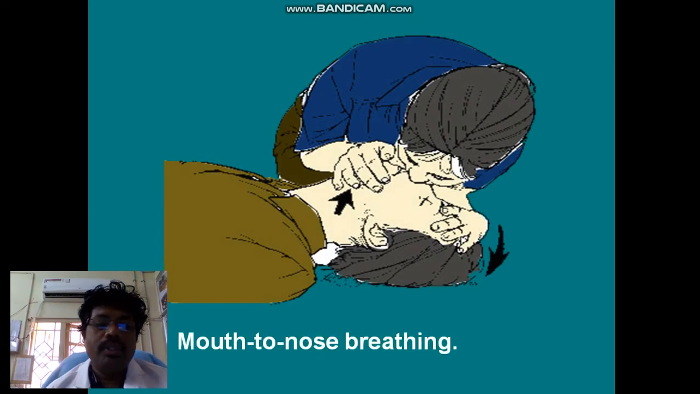And you just see this picture, mouth to nose breathing. This is mouth to nose breathing. Here the first aider is holding the head tilt and chin lift, and simultaneously holding the face with both hands and blowing the air into the nose without leaking through the mouth. So the mouth is fully closed by the first aider's right hand. You can see this, and you can blow into the nose, and you can see the same lung expansion by viewing the chest of the client.